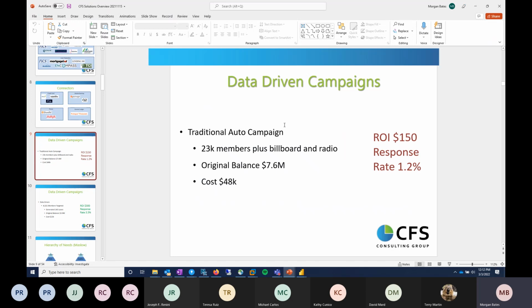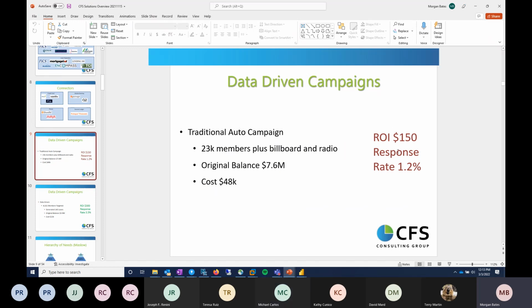So this was a very traditional auto campaign. It went to 23,000 members. It's basically everybody who doesn't have a charge off and is open, pretty open. Plus some billboard and radio spots. Pretty typical, right? And they generated about $7.6 million worth of new auto loans from that. It's pretty good. They spent $48,000 to generate $7.6 million, giving them an ROI of 150. So every dollar of marketing they spent on this, they got $150 worth of loans.